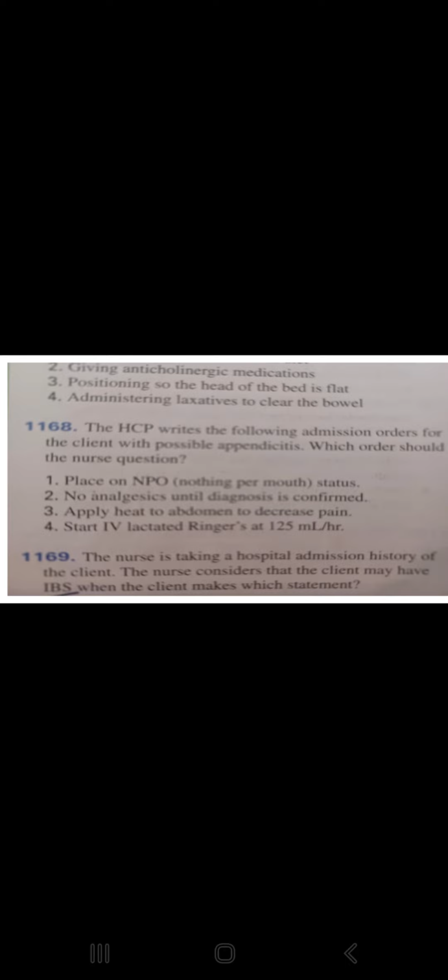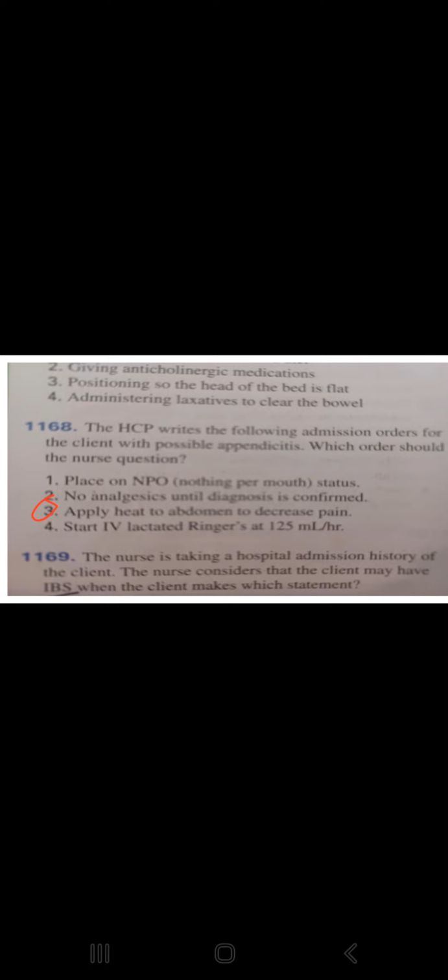Okay. Apply heat to abdomen. Oh, this is a no. We're not going to apply any heat because that increases the chances of it bursting or perforating. Heat causes the vessels to dilate, and they're already hurt and dilated. We don't want it further. So, no.